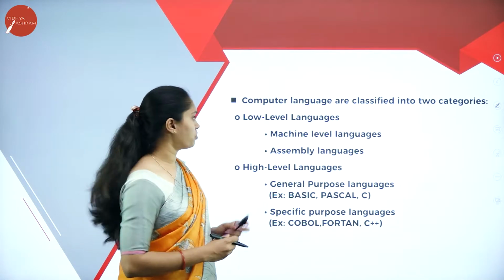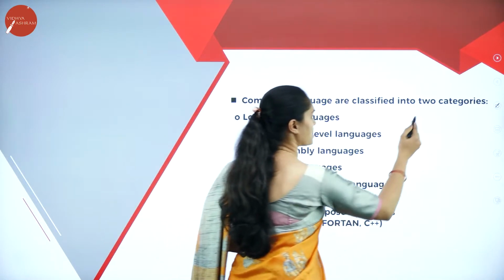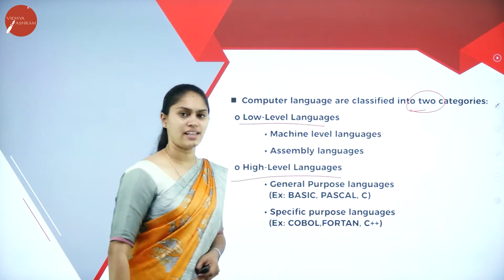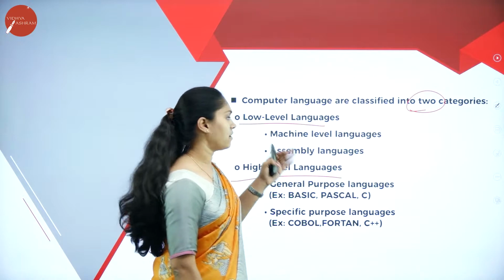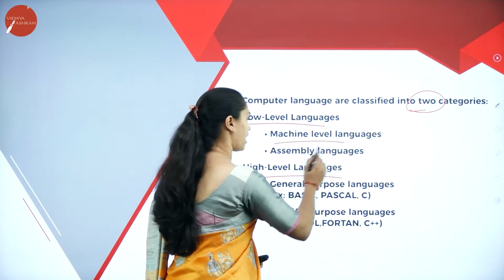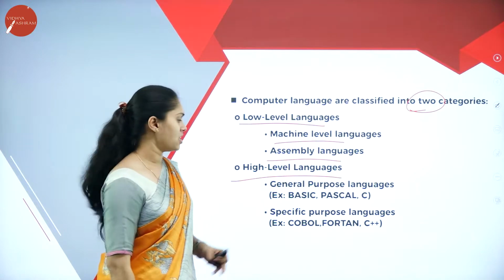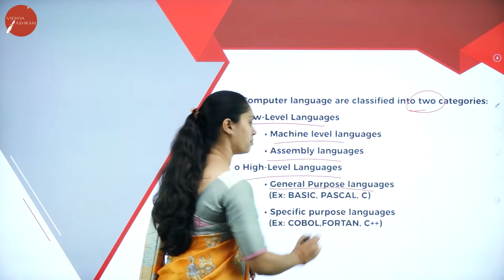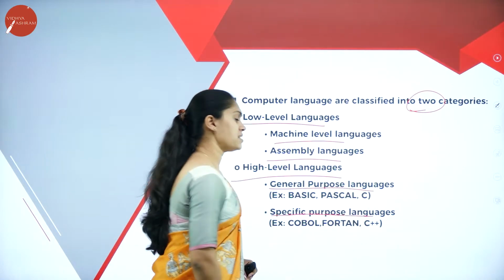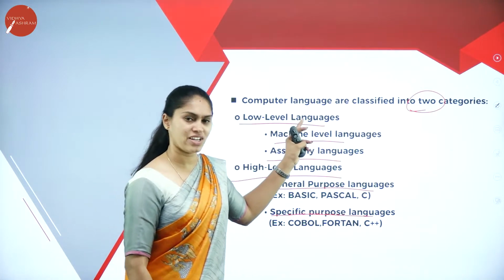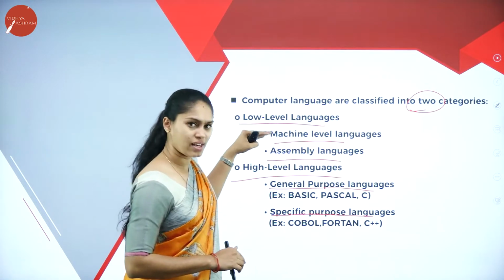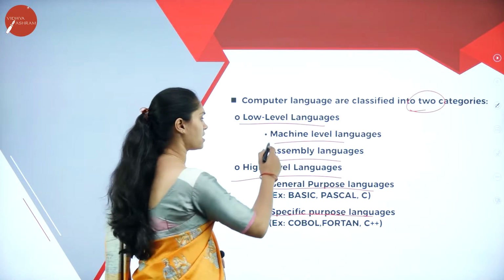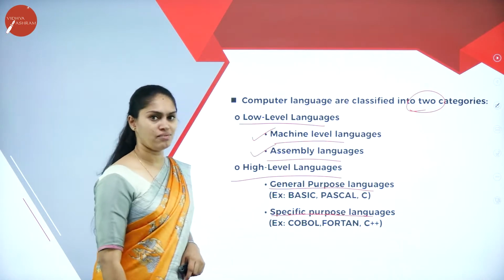Then what are the categories of programming languages we have? They are classified into two categories: low level language and high level language. Under low level language, we have machine level language and assembly level language. In high level programming languages, it comprises general purpose language and specific purpose language. So, computer programming languages have two categories, low level language and high level language. In low level language, we have two categories: machine level and assembly level language.